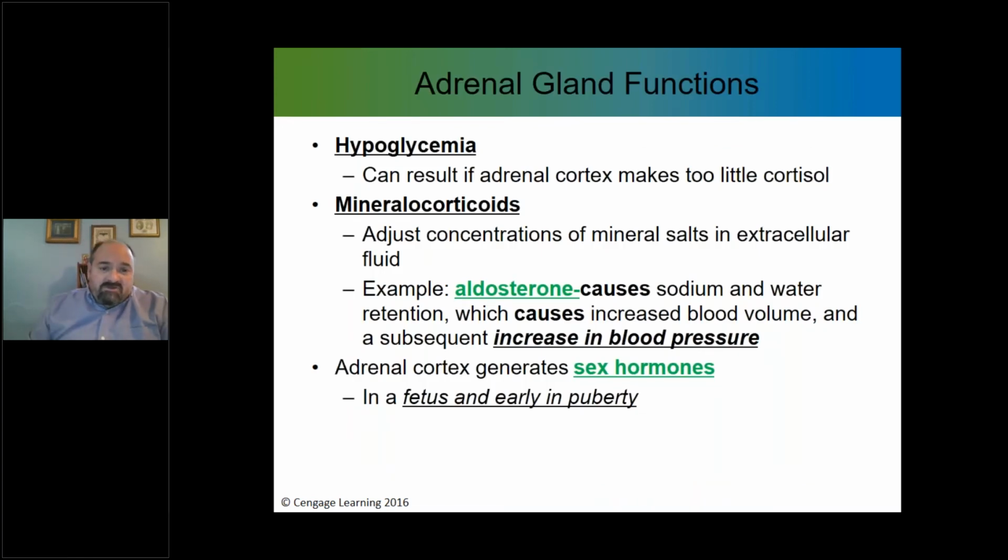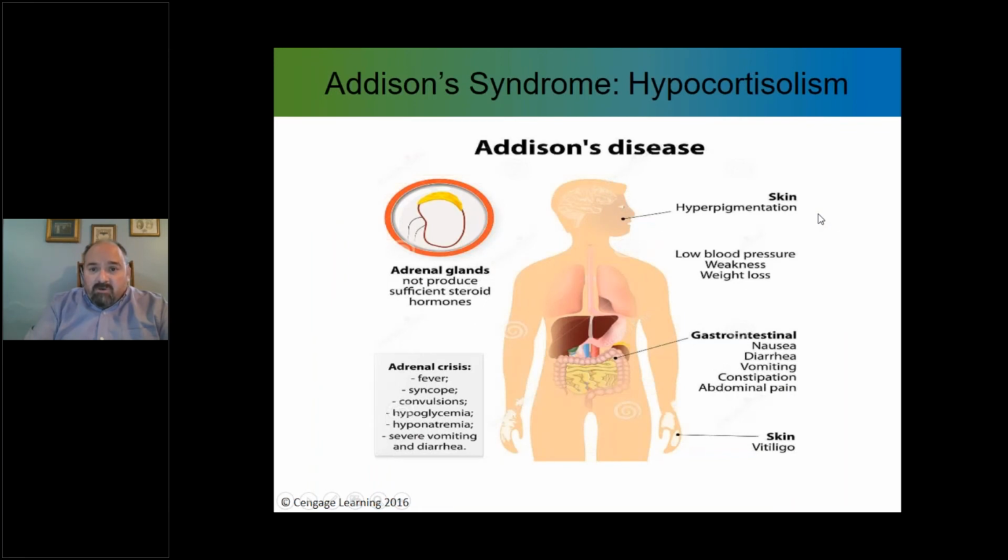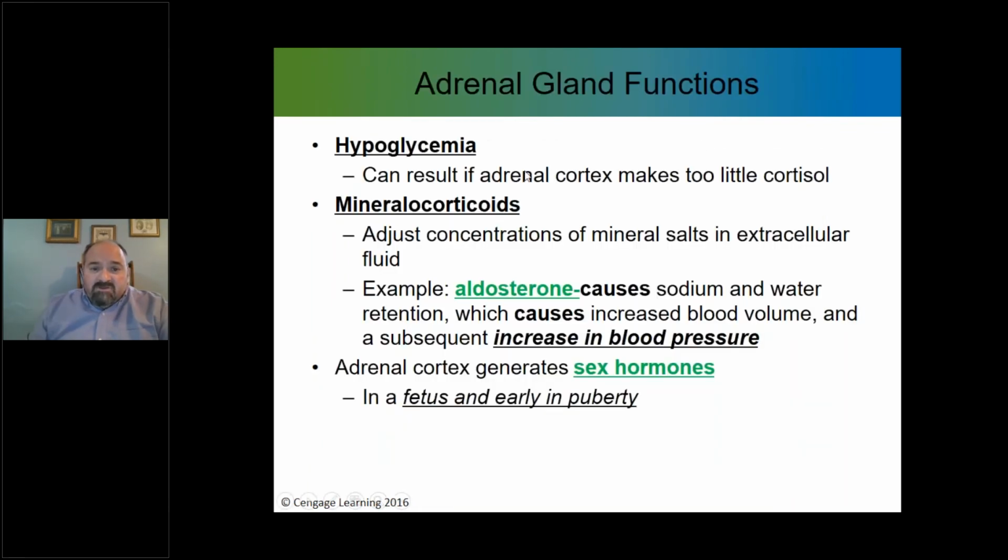So other issues as far as hypoglycemia can result if the adrenal cortex makes too little cortisol, okay? So having that issue of hypocortisolism can result in hypoglycemia. But know this, that all humans have periods of time in their day where there are low levels of blood glucose flowing through the body. Just know that. As a result, they're just not even eating for periods of time. But we're talking about more issues as far as pathology with illness.